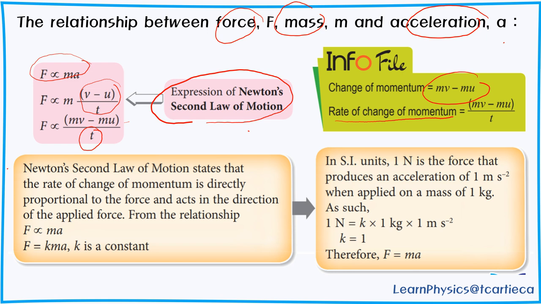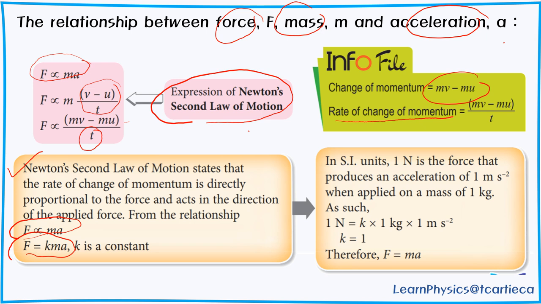So, Newton's second law of motion states that the rate of change of momentum is directly proportional to the force and acts in the direction of applied force. From the relationship, F is directly proportional to ma. So, kalau kita nak equalkan dia, kita kena letak satu constant. F is equal to Kma, where K is a constant. Okay, sekarang ni kita nak jadikan dia F sama dengan ma.